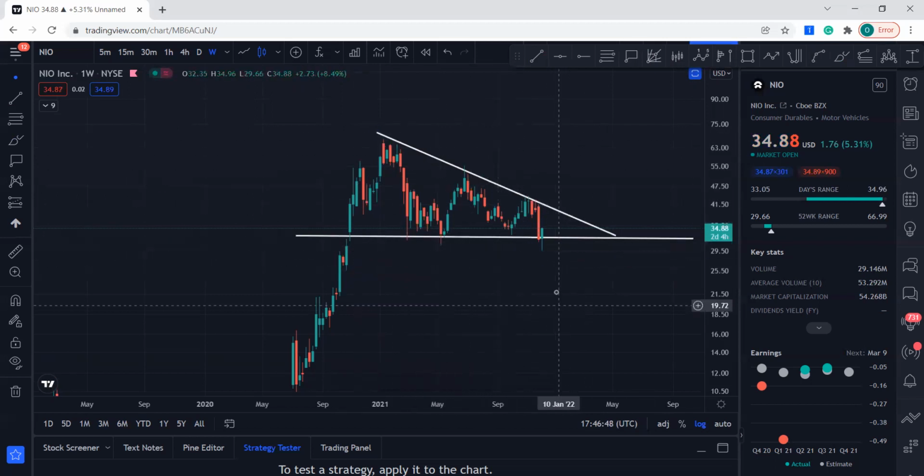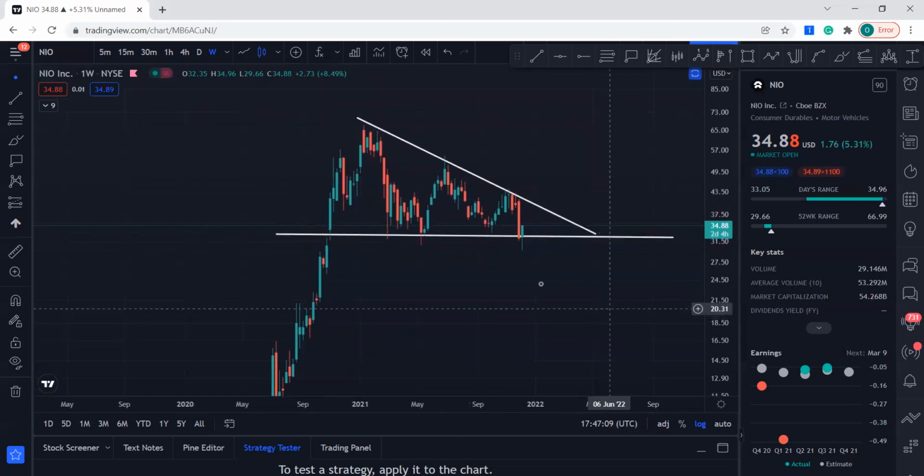But with NIO, I believe that it can go ahead and break to the upside because they have some really good reports and they are expanding, especially with getting into Europe, and they have some more good news where one of the institutions has bought a couple of shares. They disclosed that information as well. So there's more than likely a chance NIO can break to the upside.